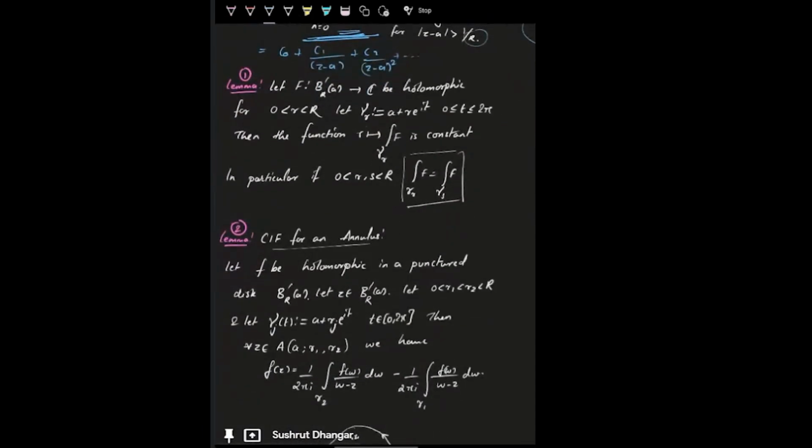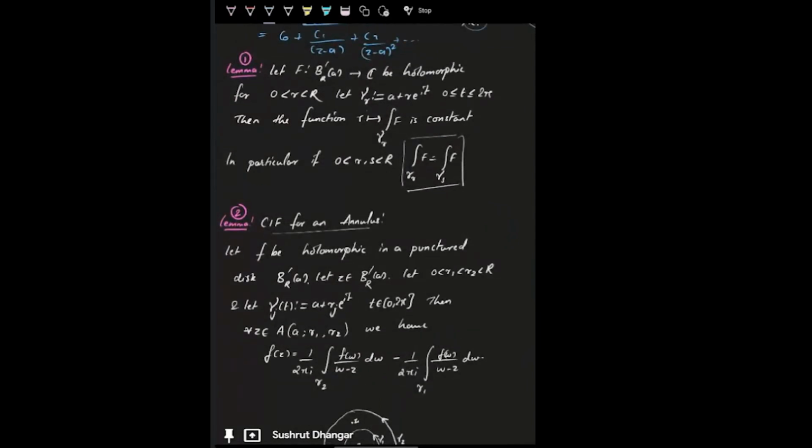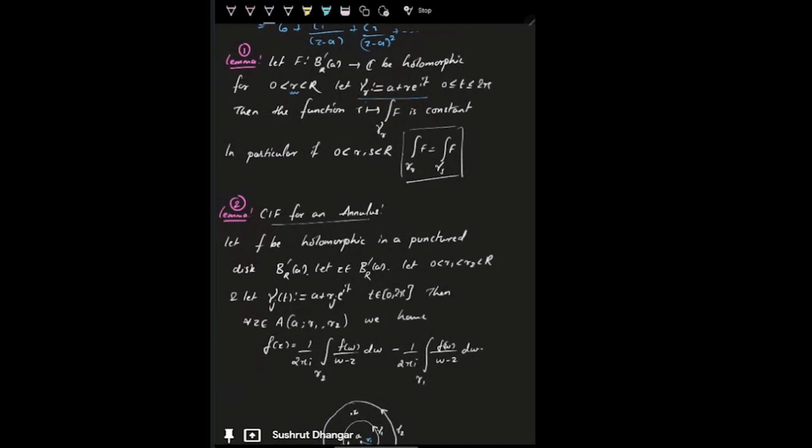Now, moving on to the important lemmas. We'll name these lemma 1 and lemma 2. Lemma 1 says that if I have a function f which is holomorphic over the punctured disk centered at a of radius R, and if I take any r lying between 0 and capital R, with the help of this r I define a closed circular path gamma_r centered at a of radius r. Then the function which takes r to the integral over gamma_r of f is constant. In particular, if I take two different radii r and s lying between 0 and R, the integral over gamma_r of f is equal to the integral over gamma_s of f.